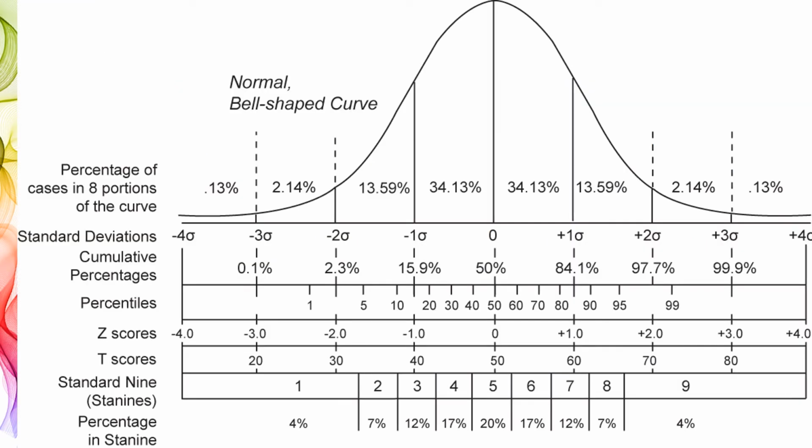You may take a look at this normal curve. The z-score scale has a mean of 0, as I mentioned before in the previous slide. About 68% of z-scores are between -1 and 1, and about 95% of z-scores fall between -2 and 2.